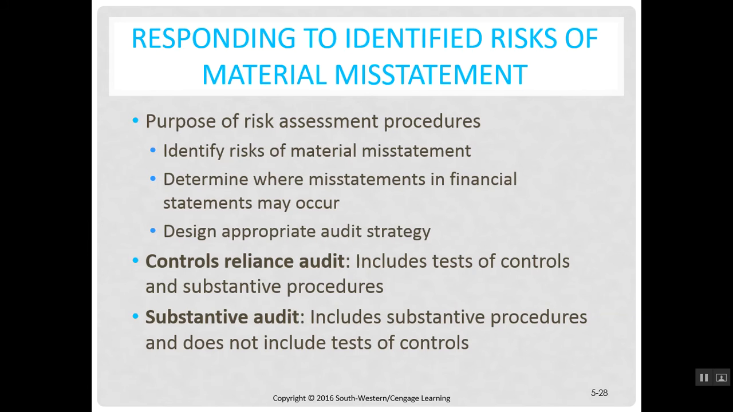Selecting specific audit procedures in order to respond to those identified risks is part of the audit. You need to assemble an audit team that has the appropriate knowledge, skill, and ability to address the assessed risks. Emphasize the need for professional skepticism, and you need to ensure that the appropriate level of supervision is in place for the risk level that you've assessed.